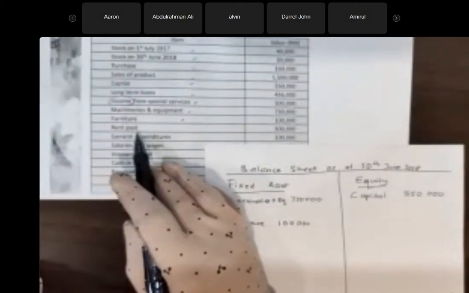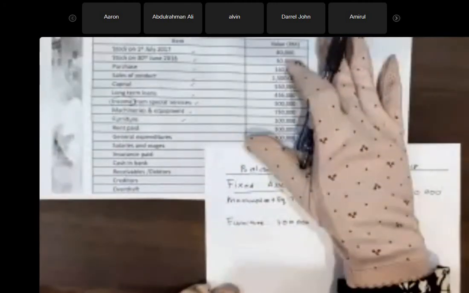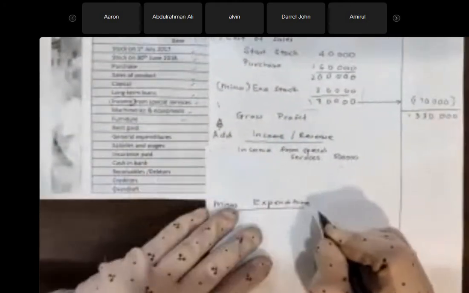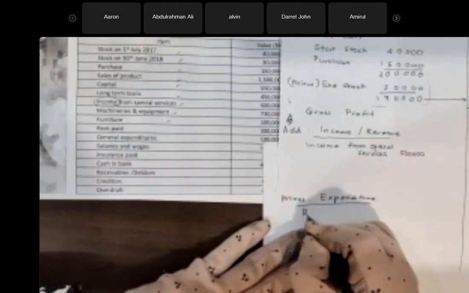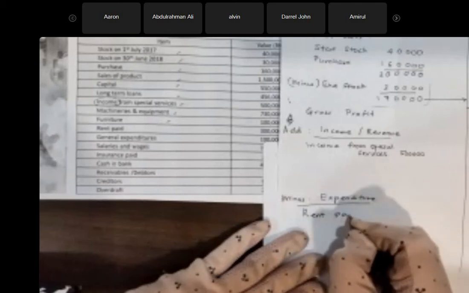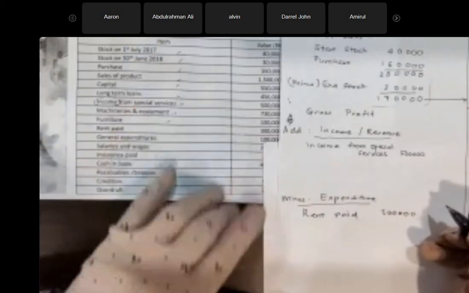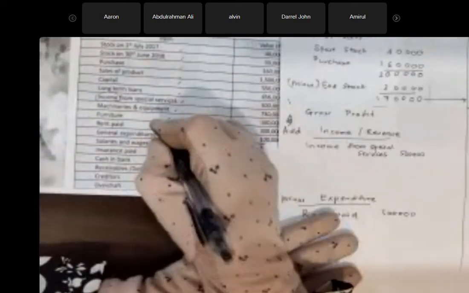Okay, rent paid. Sewa yang dibayar. What is it? Sewa yang dibayar. Rent paid. Expenditure. Okay, good. This is expenditure. 300,000. Okay, what was it? Rent paid. Paid 300. Okay, what about general expenditure?